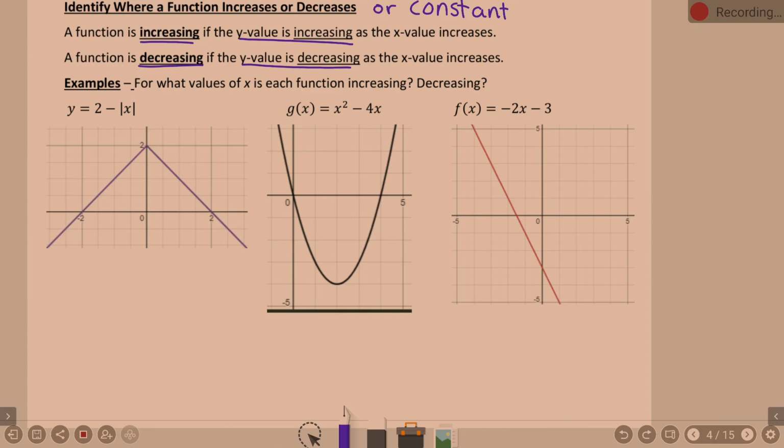Increasing is going up. Decreasing is going down. What's constant? Something that's constant is just horizontal, right? It's not going up or down. So just be aware of that. When we give these answers, notice it says for what values of x is each function increasing or decreasing. So as we give our answers, we're reading from left to right.